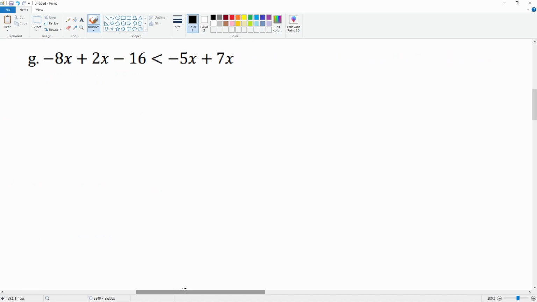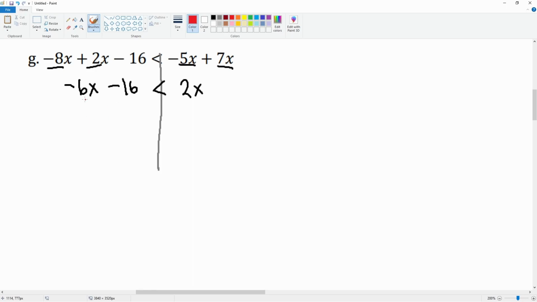All right, G. All right, let's draw the line down to separate it. Let's try to combine some like terms. We have a negative 8x and a 2x, so this becomes a negative 6x. Nothing happens to this negative 16. Negative 5x plus 7x, this does combine, getting you a positive 2x. Nothing happens to that inequality symbol.